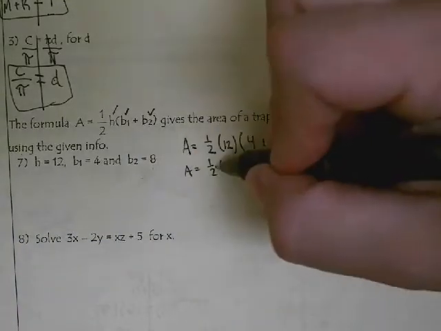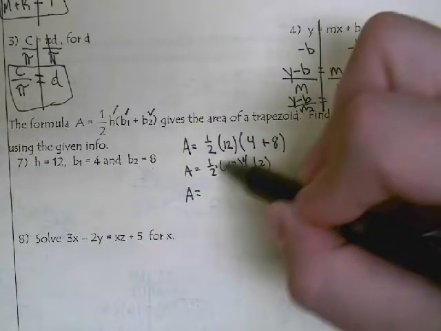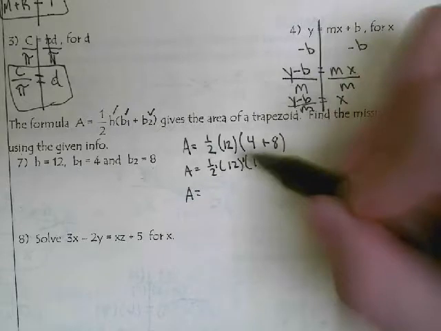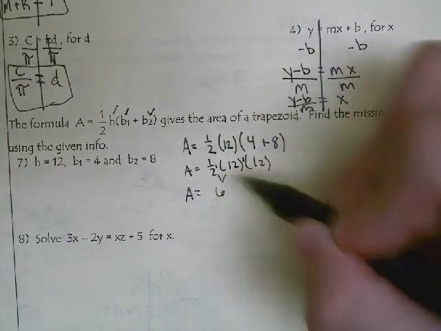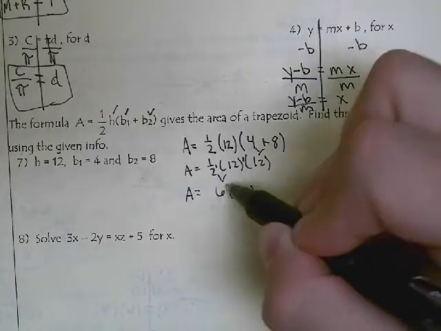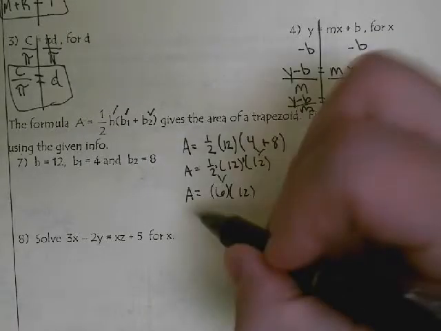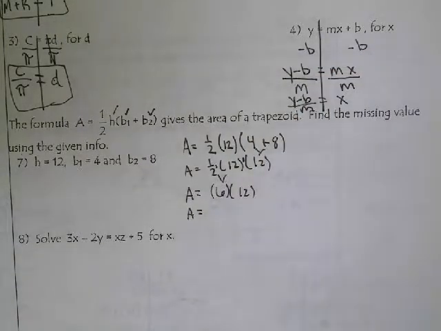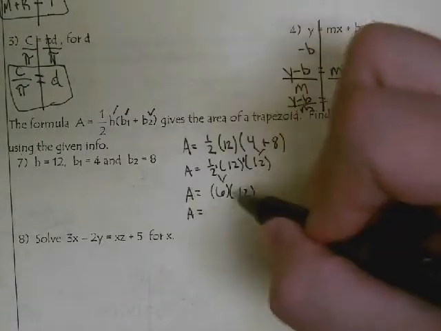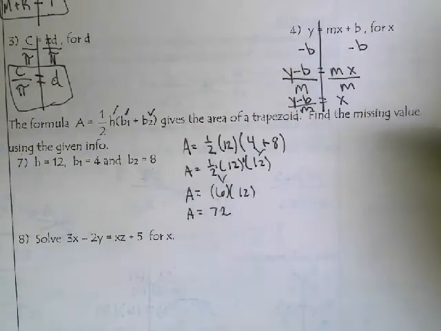And now we can multiply left to right. A is equal to 1/2 times 12. What is half of 12? 6. And then multiply that by 12. One last step, and we get A is equal to 72.